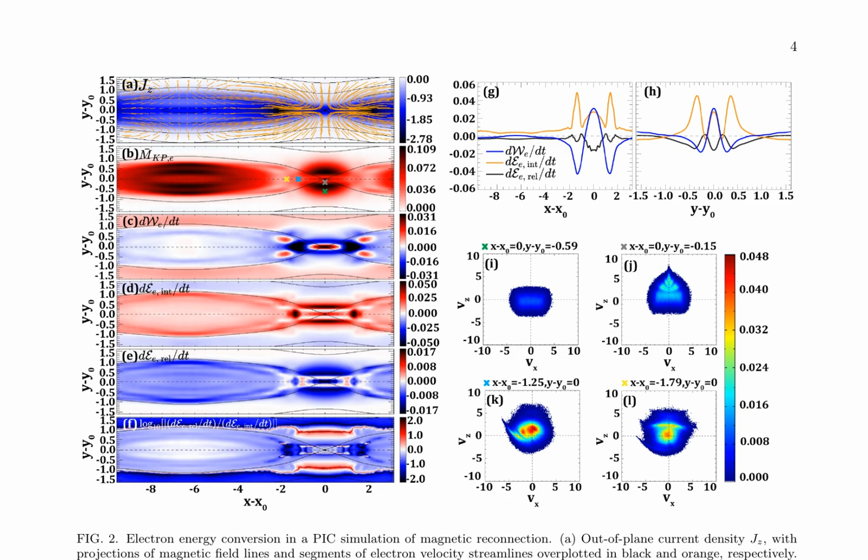The particle-in-cell simulation in Figure 2 demonstrates the conversion of electron energy through magnetic reconnection. It showcases the out-of-plane current density J_z, magnetic field lines, and electron velocity streamlines.